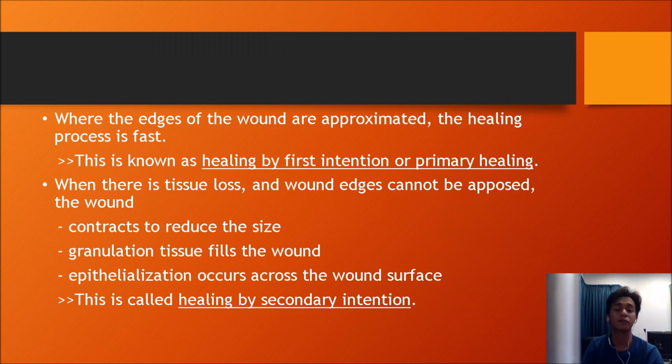If the edges of the wound are approximated, the healing process will be faster and is known as healing by first intention, or primary healing. But if the tissue loss in the wound edges cannot be approximated, the wound will reduce in size by contracting. Granulation tissue will fill the wound, and epithelialization will occur throughout the wound surface. Epithelialization is the process by which the skin and mucous membrane replace the superficial epithelial cells.